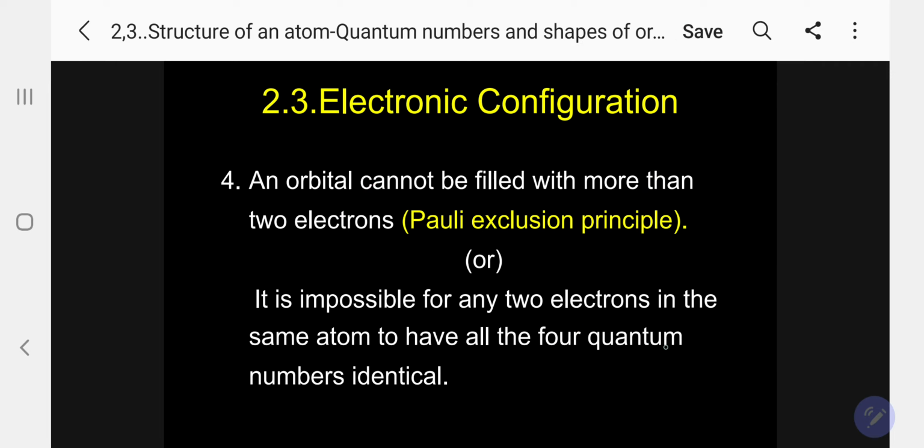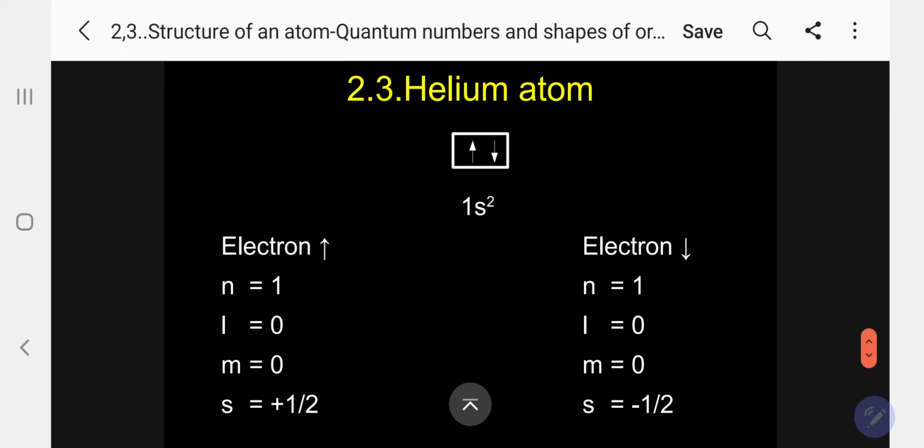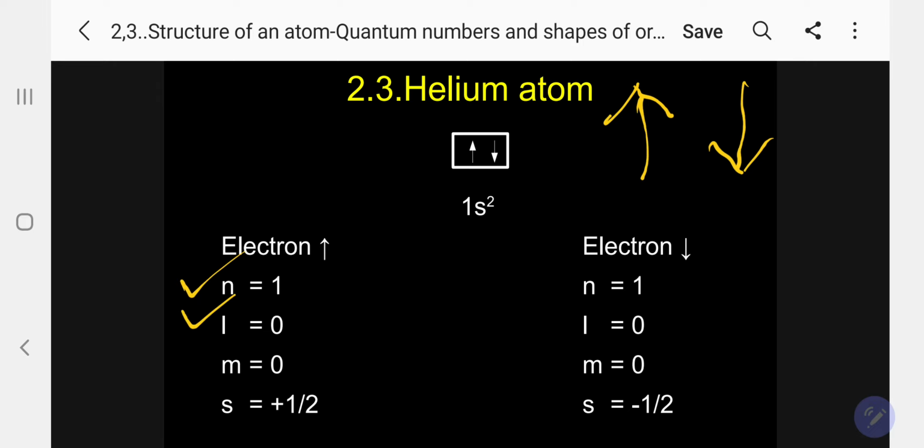See the example now. I am taking helium, 1s2. There are 2 electrons. One electron moving clockwise, pointing upward. Another electron pointing downwards, anti-clockwise. So what is the n value? n equal to 1. n equal to 1 means l equal to 0. l equal to 0 means m equal to 0.